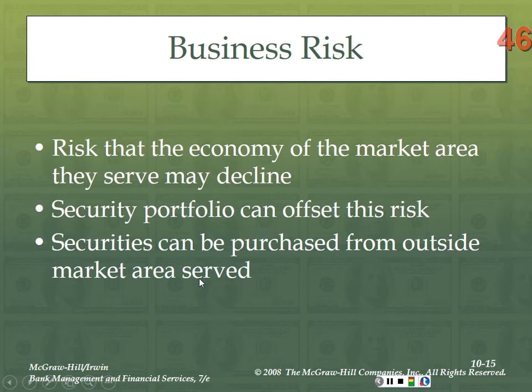So again, this kind of goes back to if in your local market area you have a sudden economic downfall and you've bought a lot of municipal securities from that local area, it's about the same as having loans made to that local area because there's a huge risk. But if you branch out to different areas, different states, for example, then you're going to decrease your business risk.